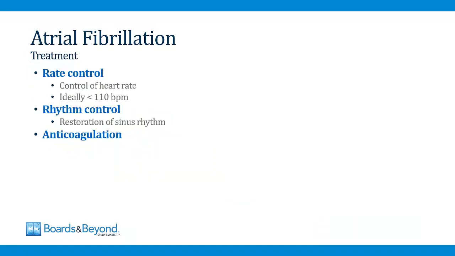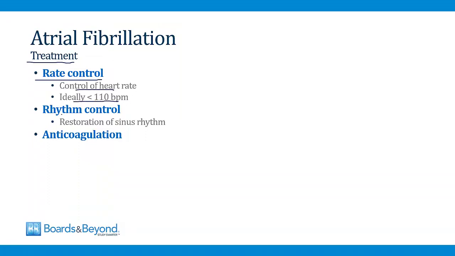Okay, so now that we've talked about the clinical presentation of atrial fibrillation and the diagnosis, let's talk about how to treat atrial fibrillation. And treatments for atrial fibrillation fall under one of three categories. The first category is medications used for rate control. These are designed to control the heart rate and keep it from being too fast. Ideally, we try to keep patients with atrial fibrillation under 110 beats per minute for heart rate.